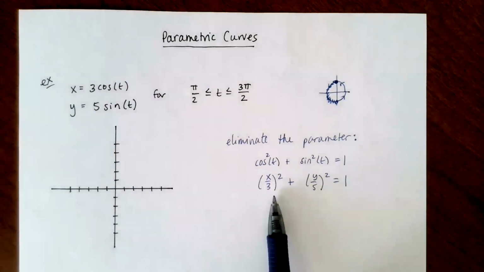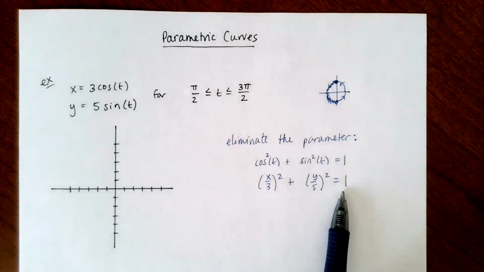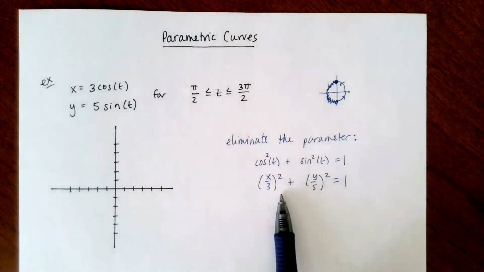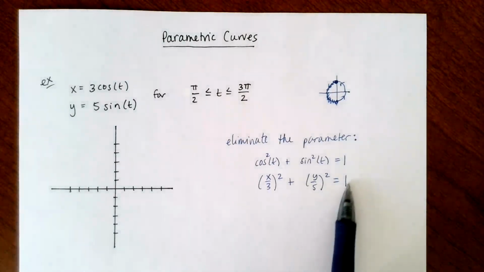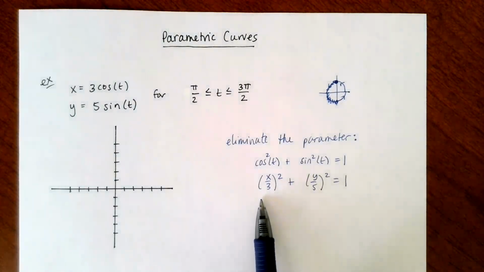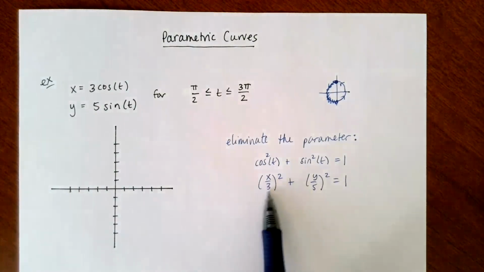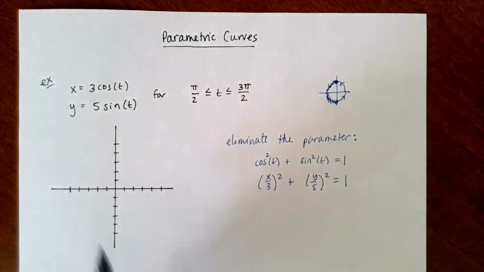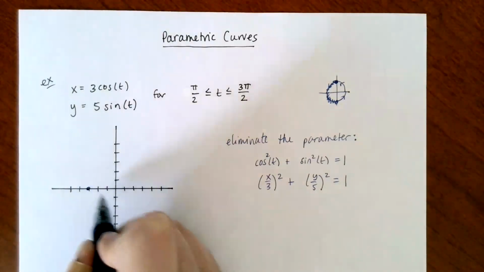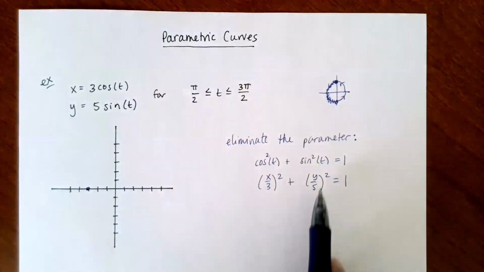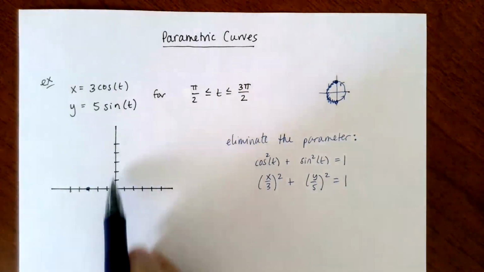You may recognize this equation or you may not, depending on how long ago you studied. This is called an ellipse. An ellipse is the fancy math term for an oval. So this 3 tells us the x's go from -3 to +3, and then the y over 5 tells you -5 to 5.